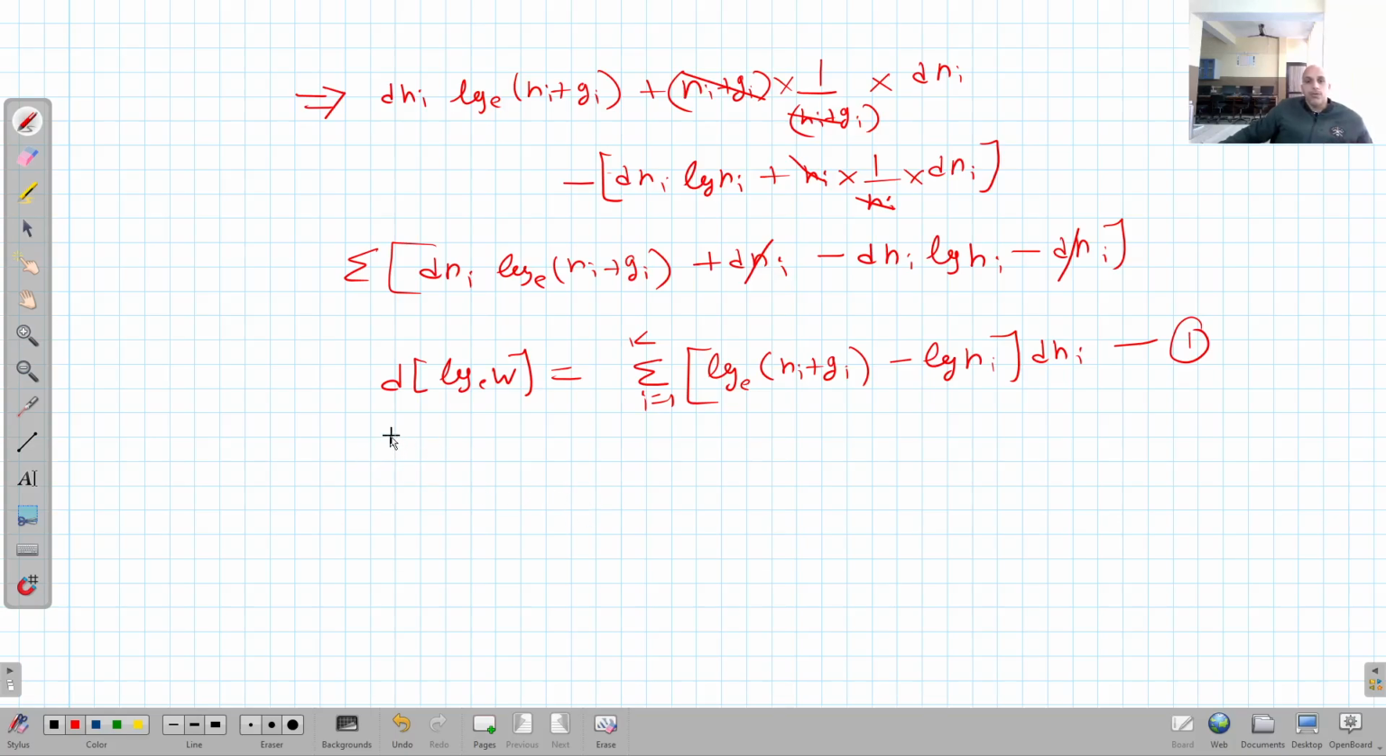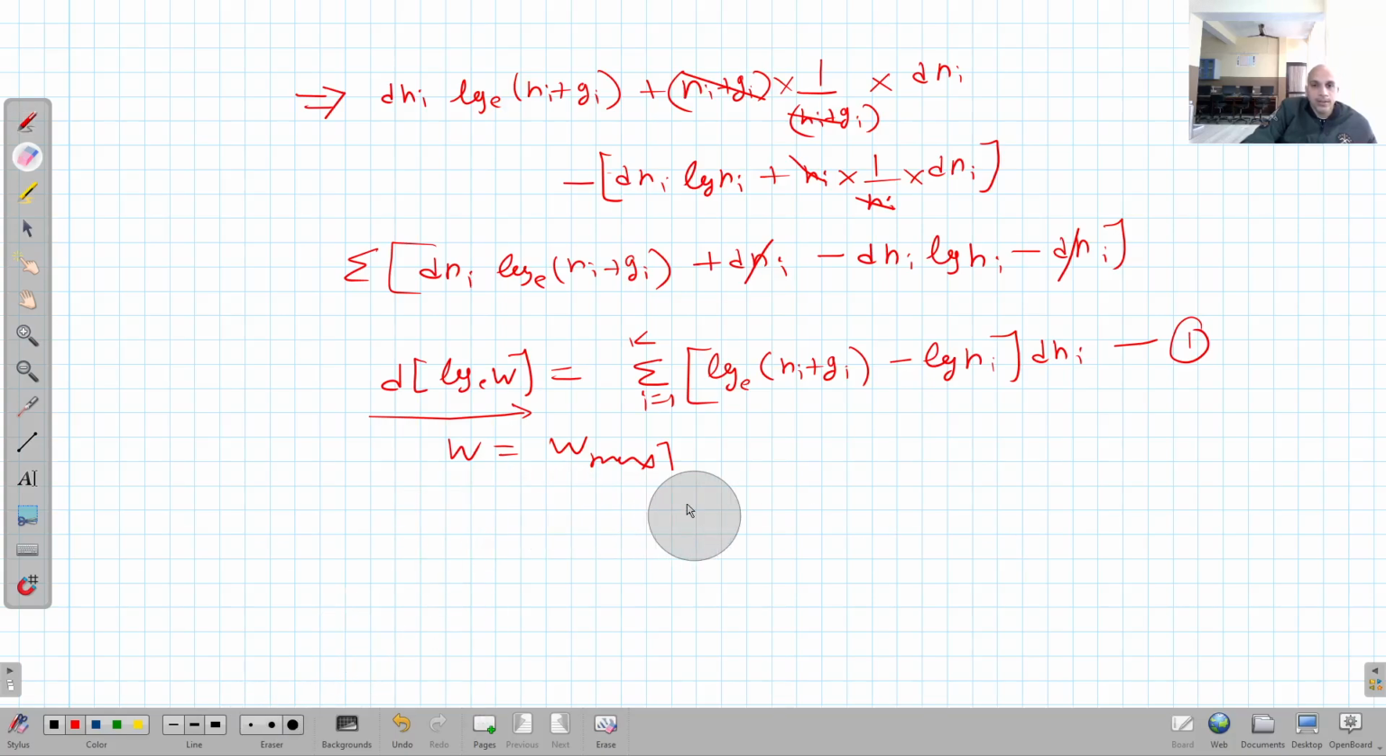Now we know for the equilibrium state, for the most probable state, W is equal to W maximum, right? So in that situation, d log e W should be equal to 0. d log e W should be equal to 0 under this condition. So now I'm applying it here. So it means this equation number 1 should be equal to 0.